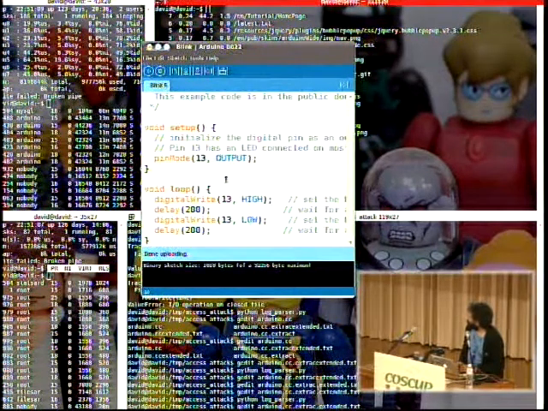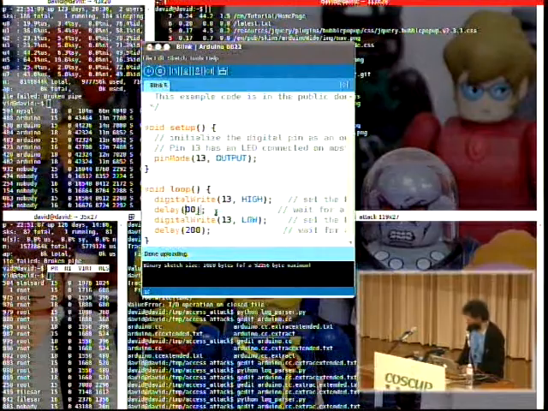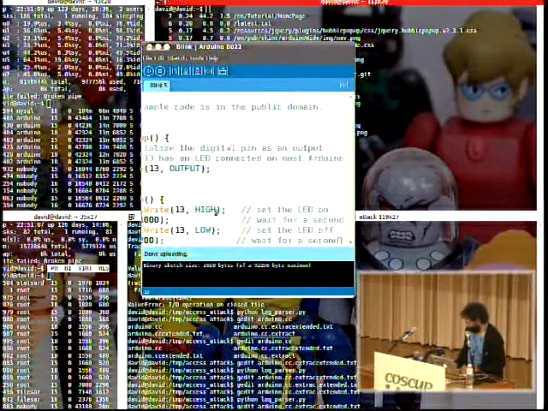So this program here, again, configures pin 13 as an output. Then it turns the pin on. It has the pin on for 200 milliseconds. I'm going to change this to be a bigger number, like 1 second. Turns the pin off. And, oops, what did I do? Sorry, I don't really see.